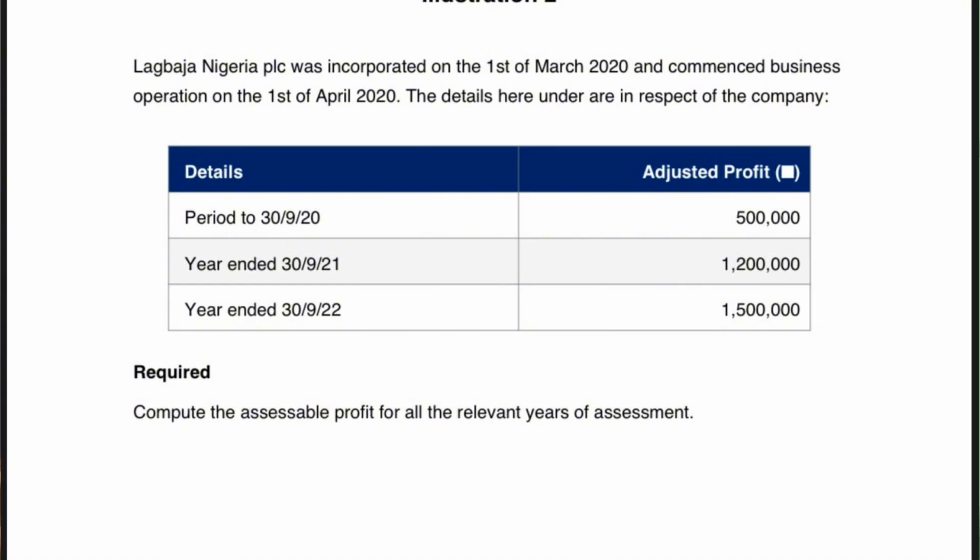Period to 30th of September 2020. The adjusted profit for that period was 500k. Then year ended 30th of September 2021, the profit was 1.2 million. You see, this means that the company reporting date is 30th of September every year, right? So we now move to the third one, which is year ended 30th of September 2022, and the profit was 1.5 million. So required: compute the assessable profit for all the relevant years of assessment.